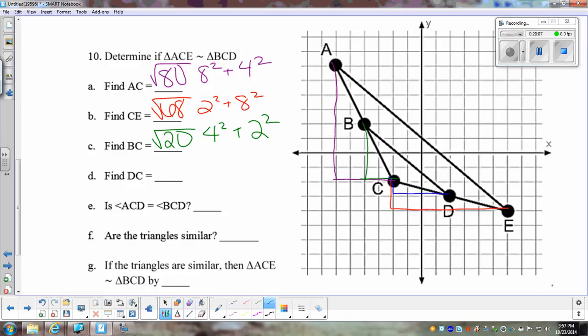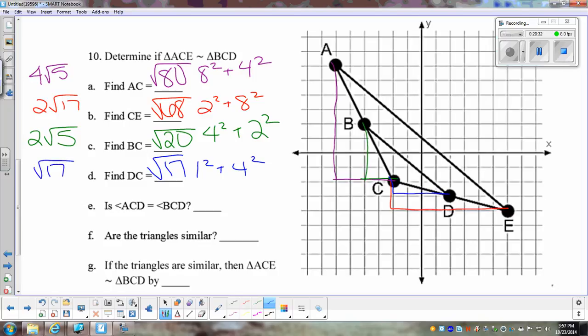And then CD, I went down 1 over 4, the square root of 17. I'm going to put these on my calculator. If I simplify these, this simplifies to 4 root 5. And this one simplifies to 2 root 5. 2 root 17.